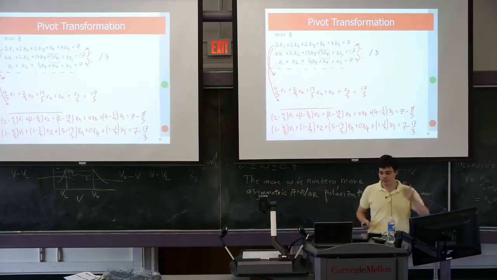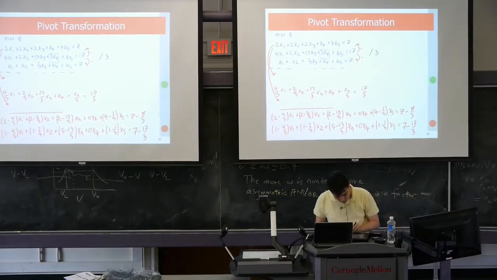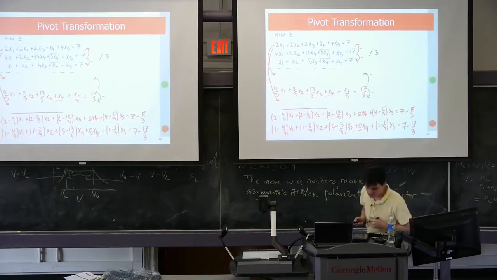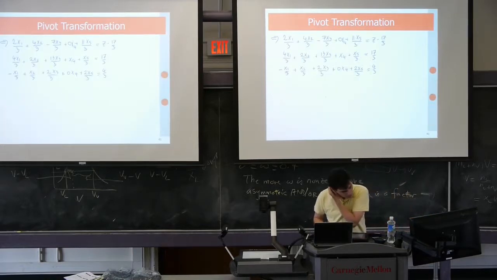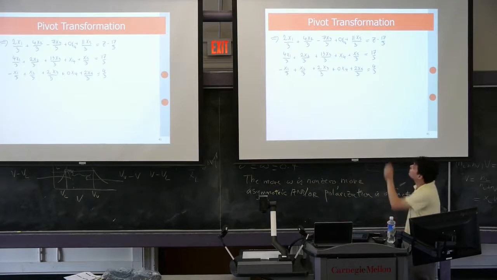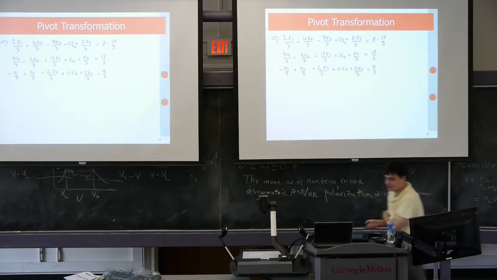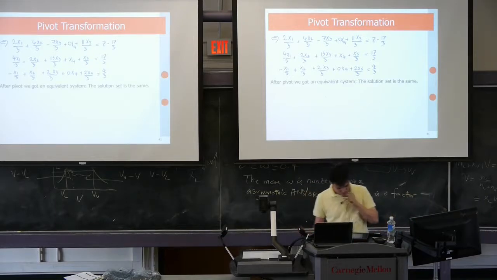Right? So the benefit of this is that now the coefficients of x4 are 0, 0, and 1. Okay, so this is what happens if we simplify the equations. So we have this new system, and you can see that we have the coefficients of x4, 0 here, 1 here, 0 here, right? And this is called pivot transformation, and after pivoting we got an equivalent system, that is, the solutions are the same here.